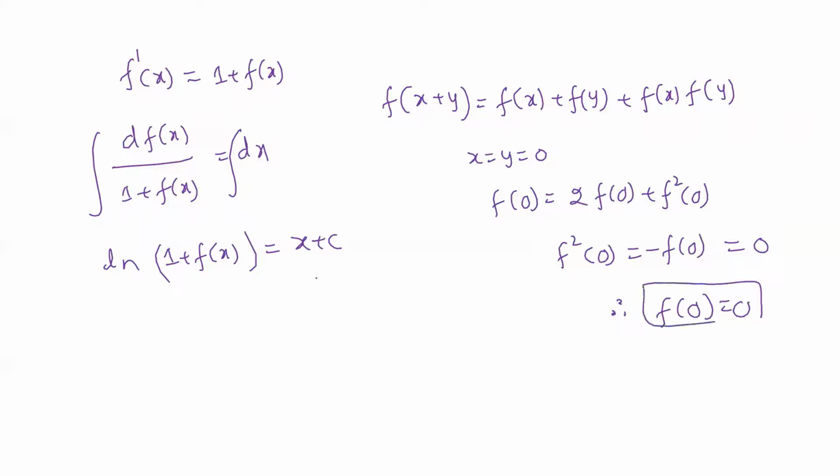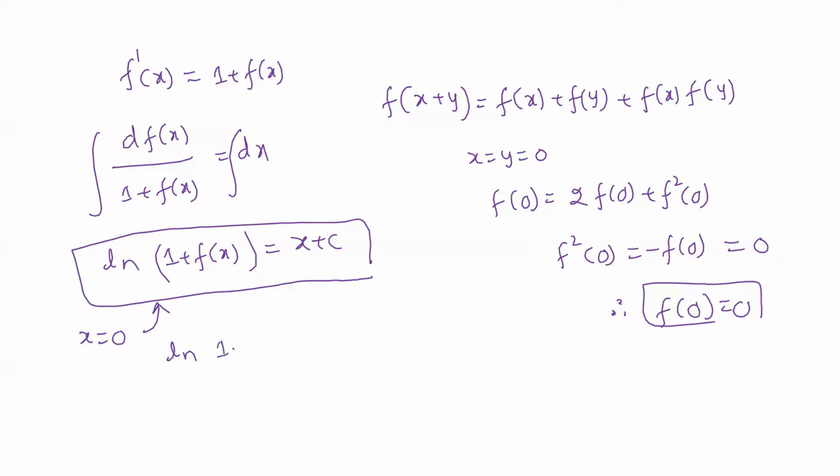Now we are going to use this and the relation that we got here, ln of 1 plus f of x equal to x plus c. Substituting x equal to 0 in this expression, we get ln of 1 plus f of 0 equal to 0 plus c, which ultimately gives c equal to 0. So from this, we can directly find the function: ln of 1 plus f of x equals x.